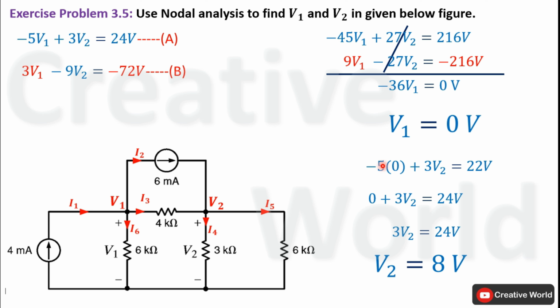So the value of voltage V1 inside this network is 0 volt, which is indicating that there is no current flowing from this branch in order to satisfy Kirchoff's current law on this node. And the value of voltage V2 is 8 volt. So this was all about chapter 3 exercise problem number 3.5.